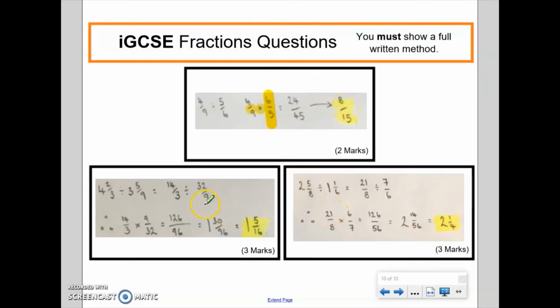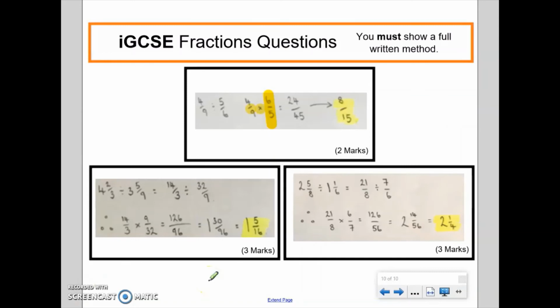For the 2 questions at the bottom, again, you can see my full working out. For this question, I've started by changing mixed numbers into top-heavy fractions and then continued with the keep, change, flip method in order to get my solution. Again, this fraction of 30/96 needed to be simplified down. And for question 3, you can again see my full working out. Take a minute or so to mark and assess your work, making sure that you've shown each step of your method to pick up all available marks.